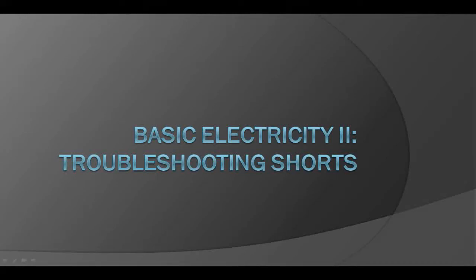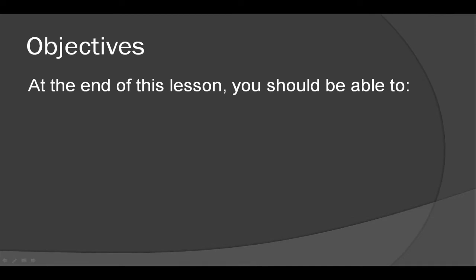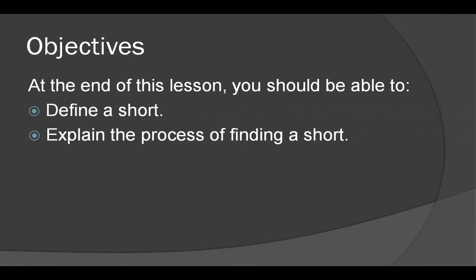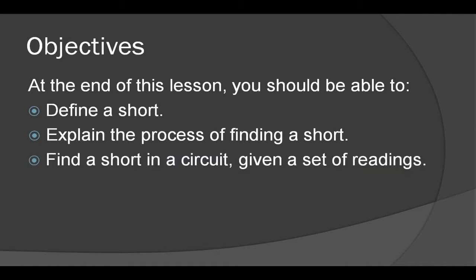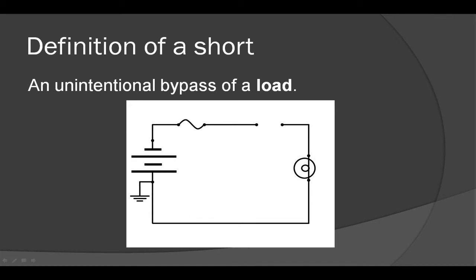The purpose of this lesson is to teach you the basic theory behind troubleshooting a short in an electrical circuit. At the end of this lesson, you should be able to define a short, explain the process of finding a short, and then find a short in a circuit. A short is an unintentional bypass of a load. Note that this is different from a shunt in that it is bypassing a load and not a control device.